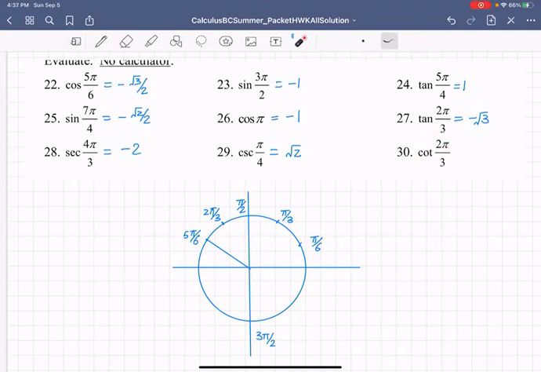Michelle, number 30. Cotangent is like the opposite of tangent, which for 2 pi over 3 should be -√3. So then the opposite of that is -√3 over 3. Okay. Very good.